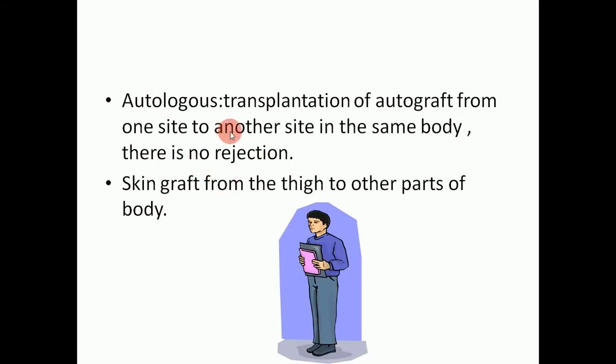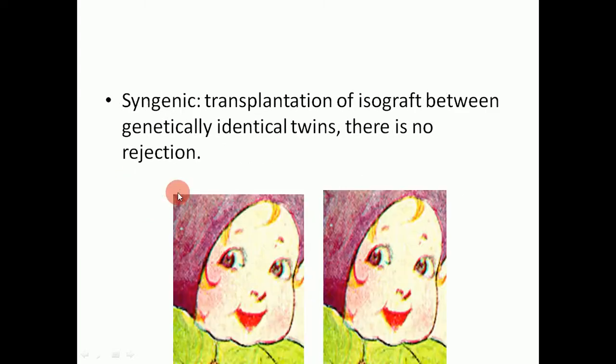Here we have some terms that are used in transplantation. Autologous, which means transfer of one organ or one tissue or one cell from one part of the body to another part of the body. And usually this occurs in the skin graft. And the other term is syngeneic, which is transplantation of the graft or tissue from one person to another person who are genetically identical, which occurs in identical twins.